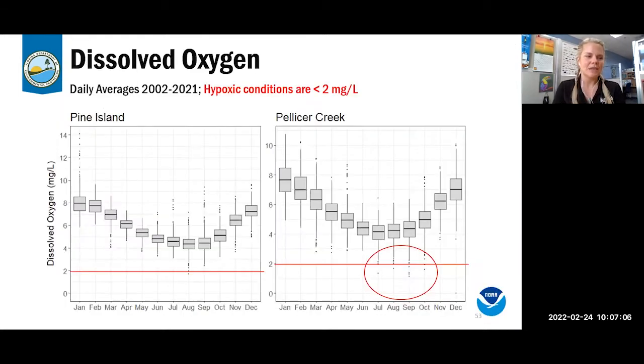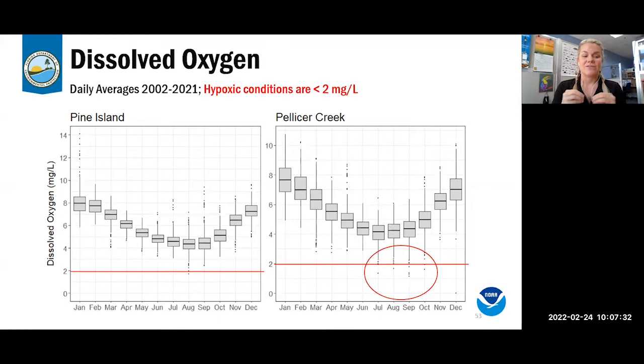Pine Island and Pellicer Creek are also the ones that are most prone to low dissolved oxygen events. Here are box plots of daily average dissolved oxygen for every single month over the past 19 years. I've marked 2 milligrams per liter with a red line that represents the hypoxia threshold. Essentially, anything below this line is super low oxygen and things like fish struggle to breathe.